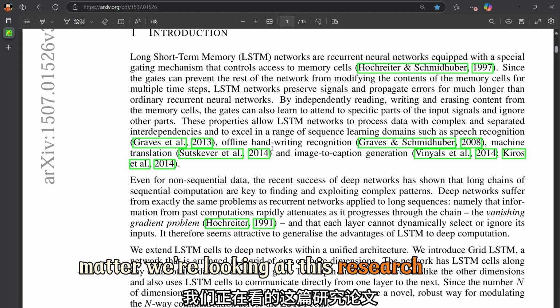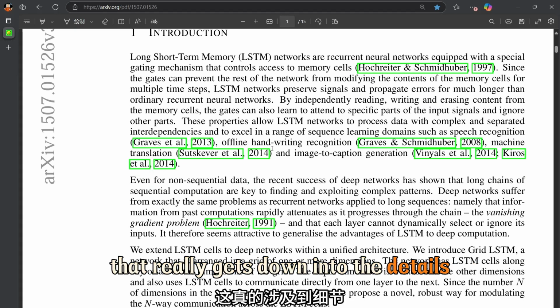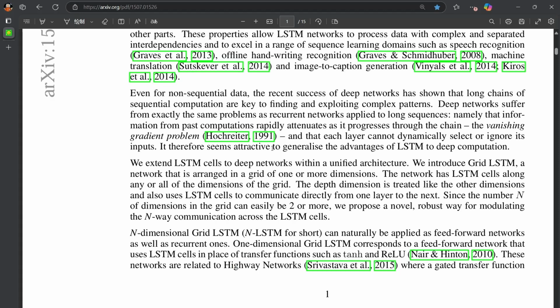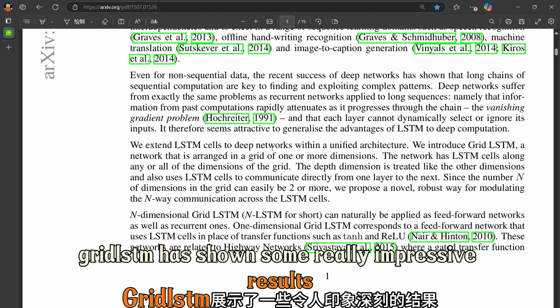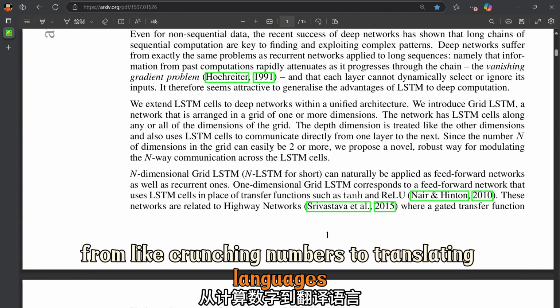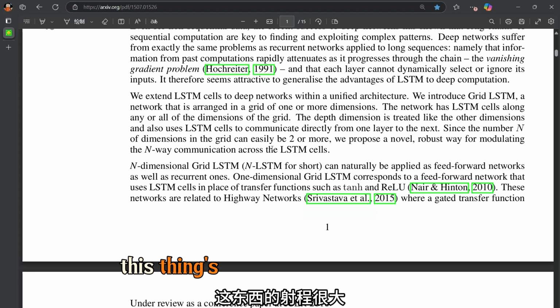We're looking at this research paper that really gets down into the details, the nuts and bolts of this new architecture. Get this, it's not just theory. Grid LSTM has shown some really impressive results in a bunch of different things, from crunching numbers to translating languages, even recognizing handwritten digits. This thing's got some serious range.